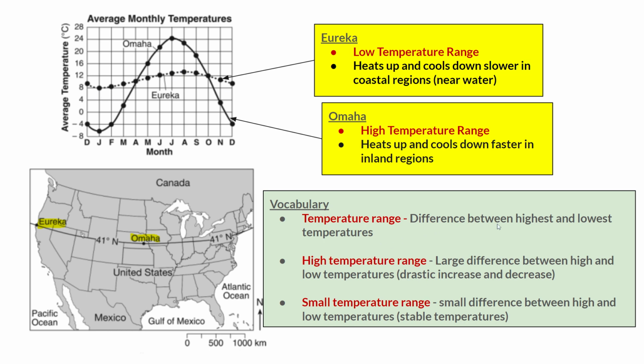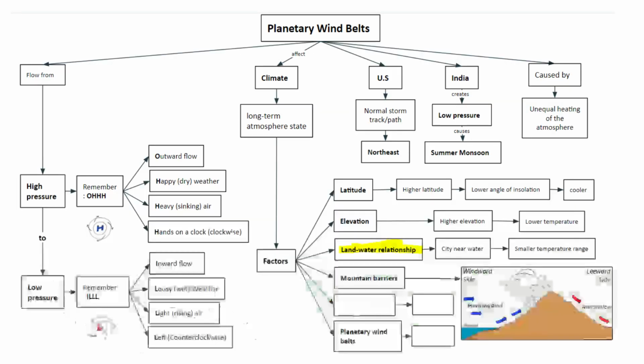So temperature range is the difference between highest and lowest temperatures. For Eureka, Eureka has a low or small temperature range because the difference between the high and low temperatures is not that much. It's very stable. Versus Omaha, Omaha has a high temperature range, meaning there's a large difference between the high and low temperatures because it heats up and cools down much faster.